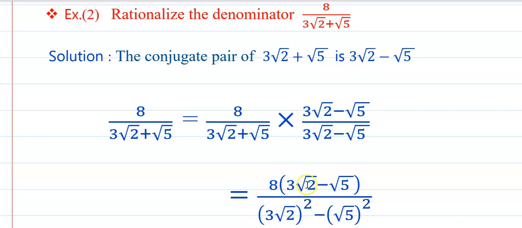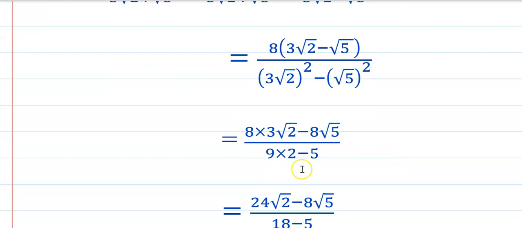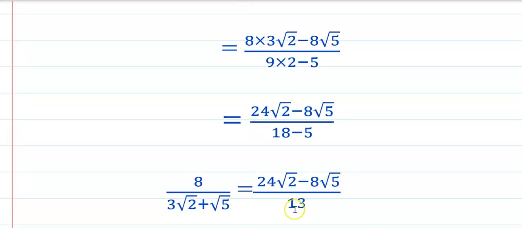8 in bracket 3 minus root 2 minus root 5. And what will we get in the denominator? Here is a plus b, a minus b, which means you will get a square minus b square. That is (3 root 2) square minus (root 5) square. 3 root 2 square means what? 9. Root 2 square means 2. Root 5 square means what? 5. In this way, 18 minus 5, which is 13.